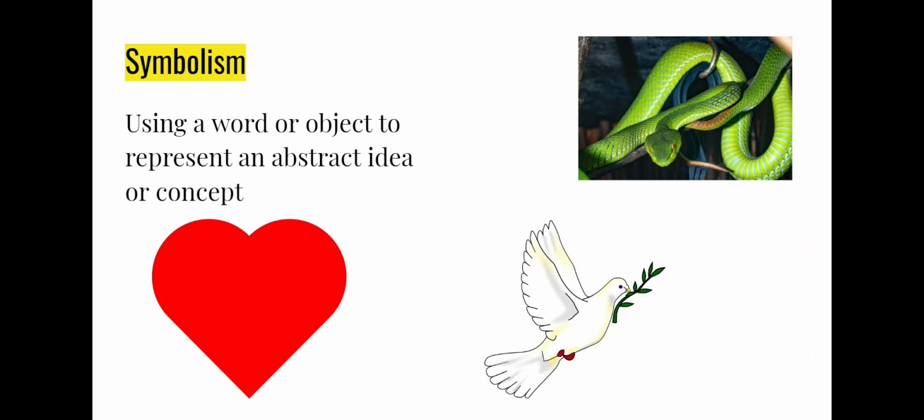What about a white dove? A white dove typically represents peace. Of course, peace. And snakes, a lot of times snakes are considered evil. Sometimes they're also considered very wise or sneaky. It depends on what allusion you're thinking of.